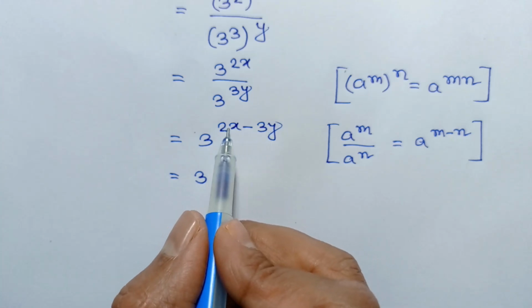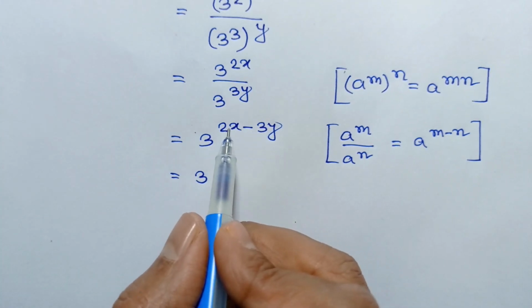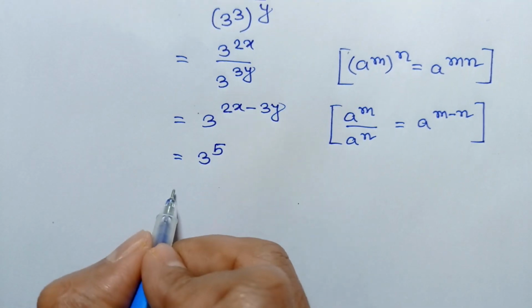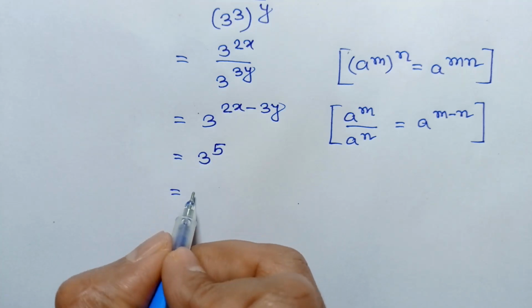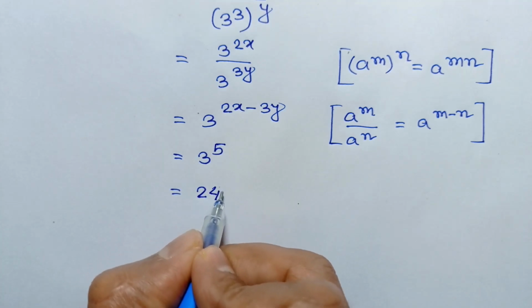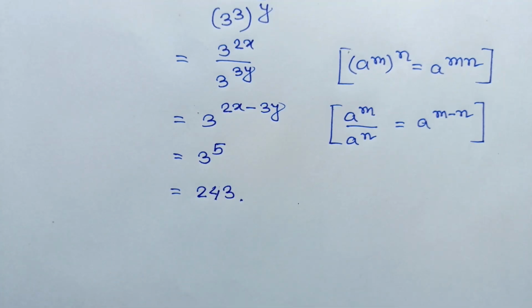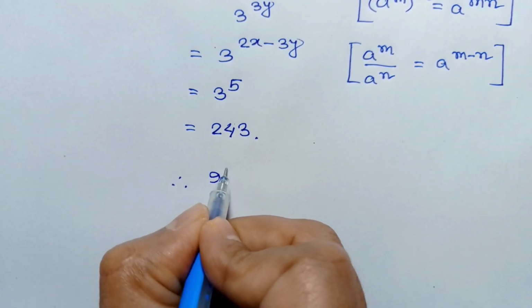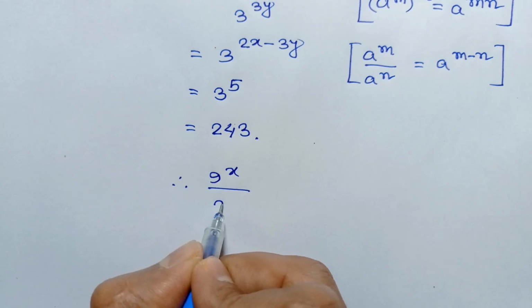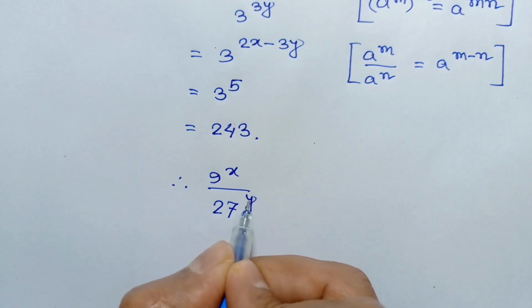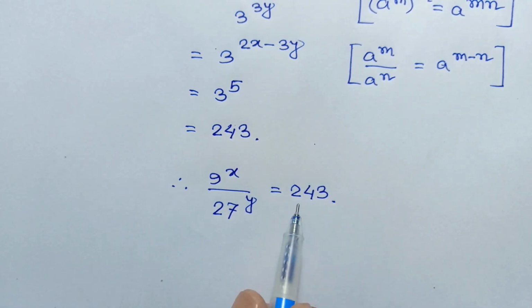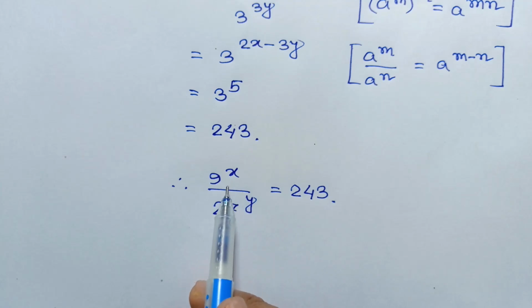So the value of 2x minus 3y, this is 5, is equal to 3 to the power 5, is 243. So the value of 9 to the power x over 27 to the power y is equal to 243. So this is the value of 9 to the power x over 27 to the power y.